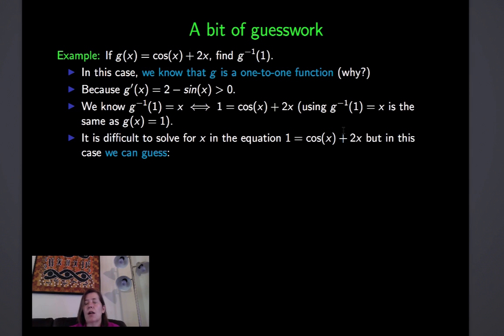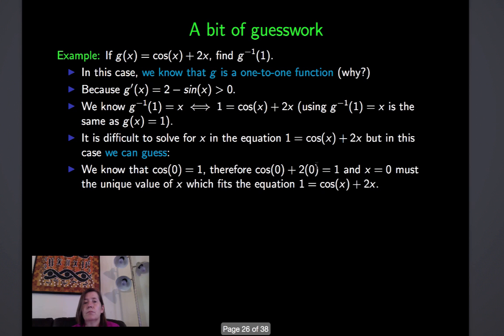There's no easy way to solve this equation, so in this case we're going to guess, because it's easy enough to see what that unique x which solves the equation should be. So remember, cosine of 0 is 1, so cosine of 0 plus 2 times 0 is 1, and therefore x equals 0 must be that unique value of x which solves this equation. So therefore, g inverse of 1 equals 0, and in this case, we actually had to use guesswork to solve the equation g of x equals 1.